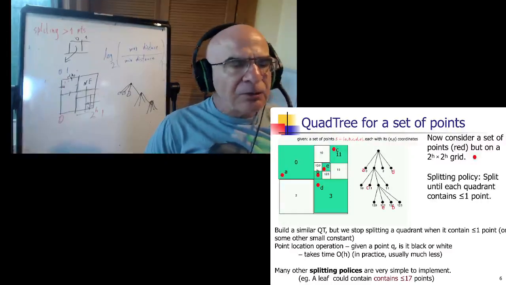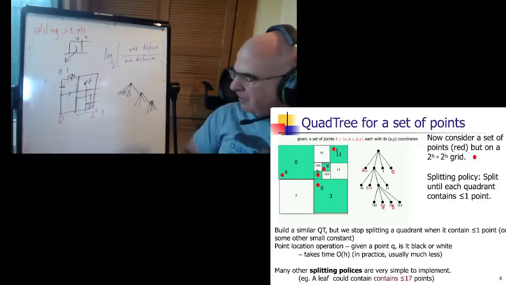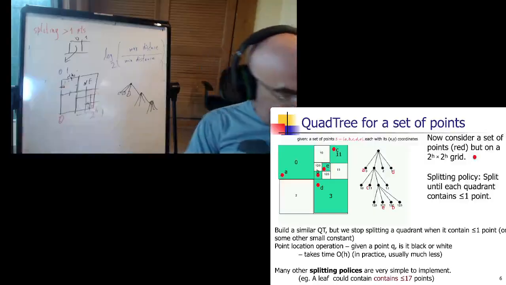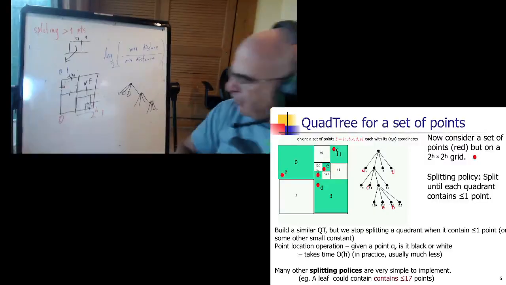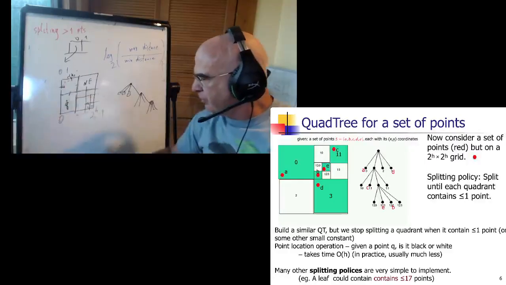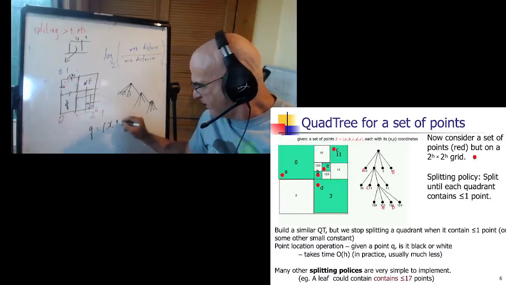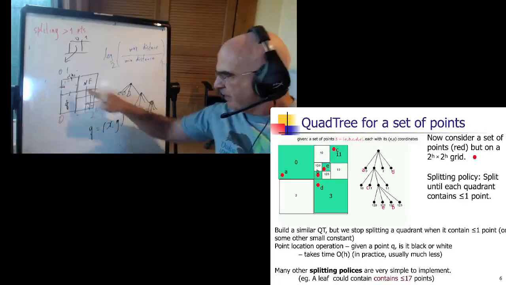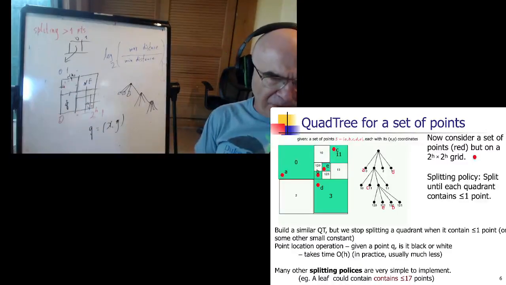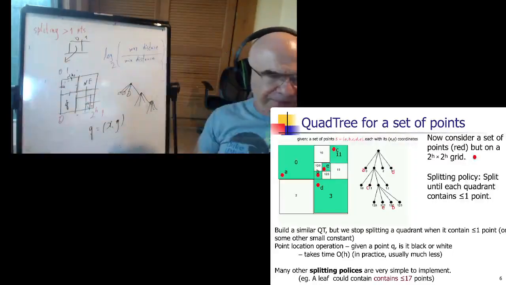Let's ask, how do I do point location? Point location meaning I gave you a location query, meaning I gave you a query point Q equals some value x and y, and I'm asking whether Q just landed on some data point.